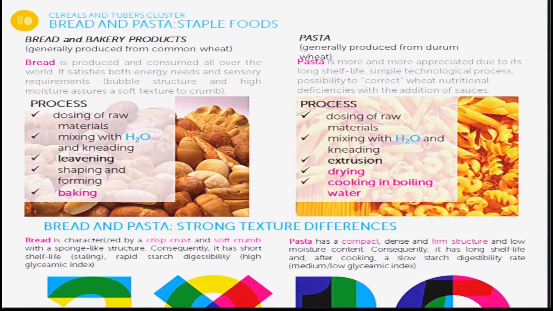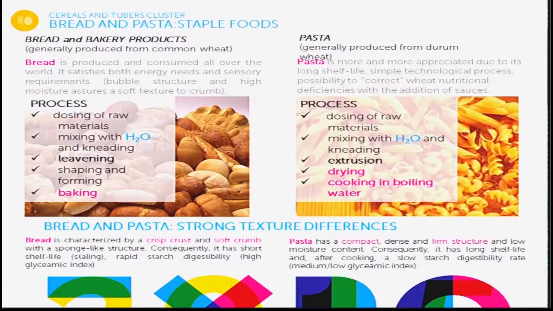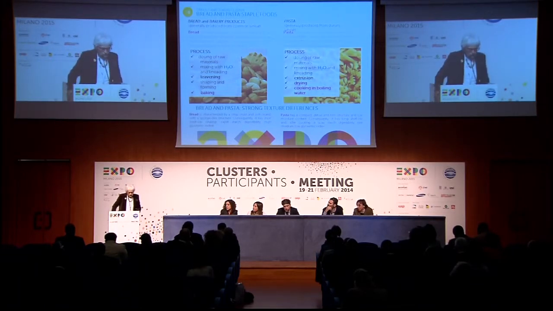On the contrary, the extrusion process and the drying step assure a compact and dense structure to pasta, and consequently this product has a very long shelf life, more than 3 years, and a very slow starch digestibility. Moreover, the nutritional deficiencies present in pasta can be easily overcome by the use of sauces that generally contain a certain amount of animal proteins, lipids, fibers, vitamins, and minerals.